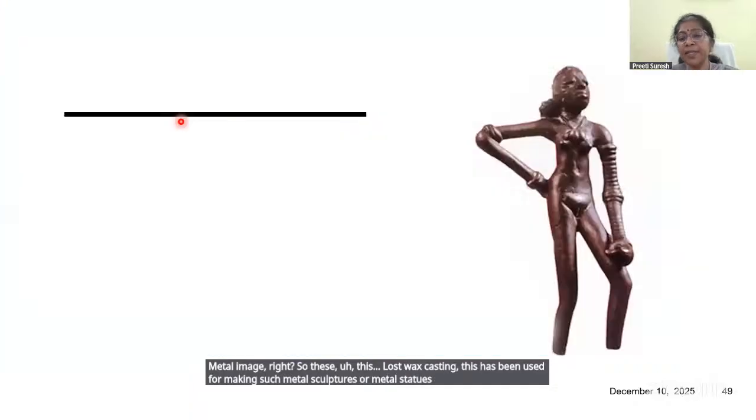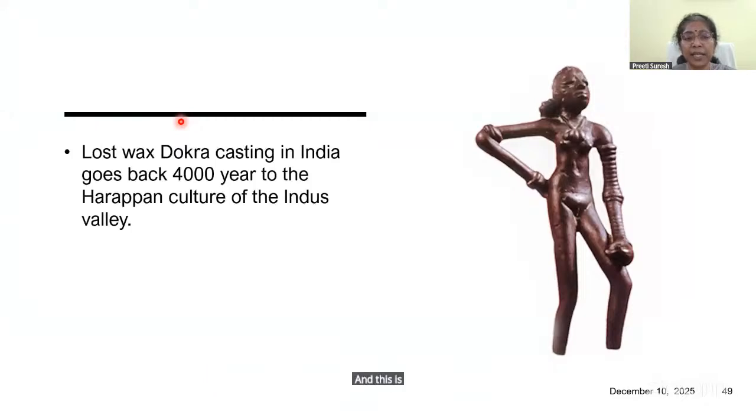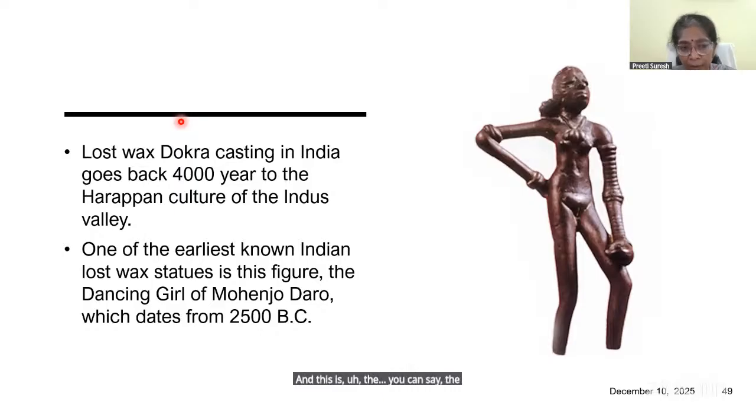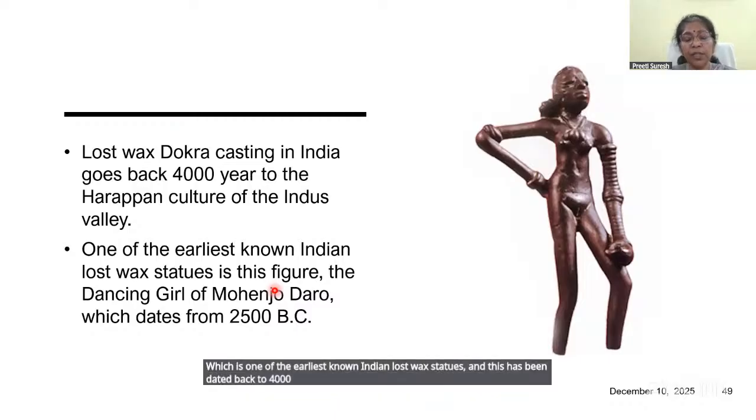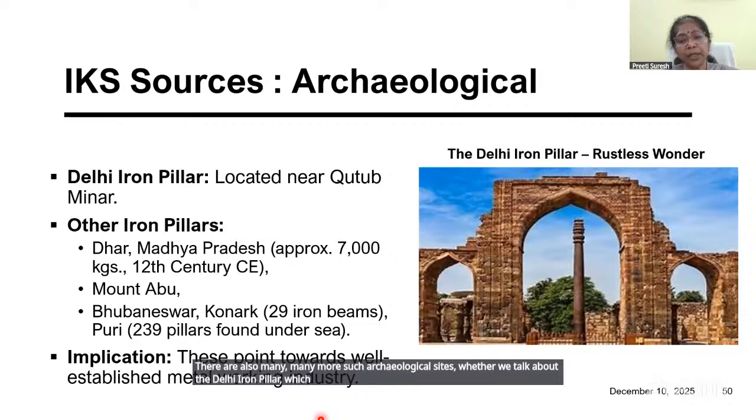This is one very famous figurine that you might have come across, the dancing girl of Mohenjo-daro, which is one of the earliest known Indian lost wax statues. It has been dated back 4,000 years to the Harappan culture of the Indus Valley. There are also many more such archaeological sites, such as the Delhi Iron Pillar, which is located near Qutub Minar in Mehrauli.